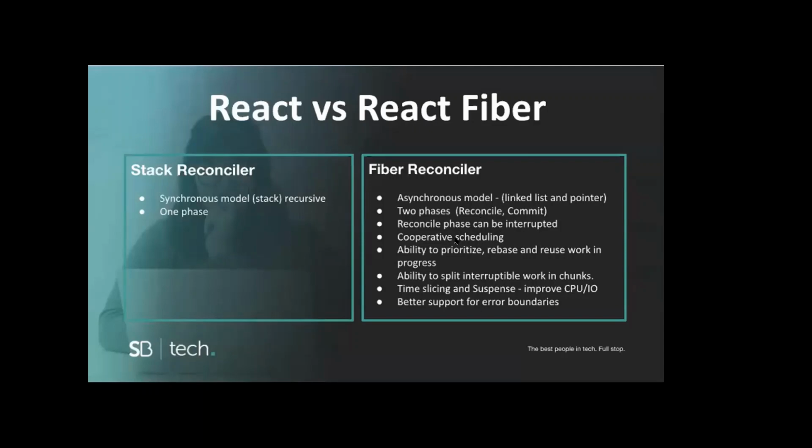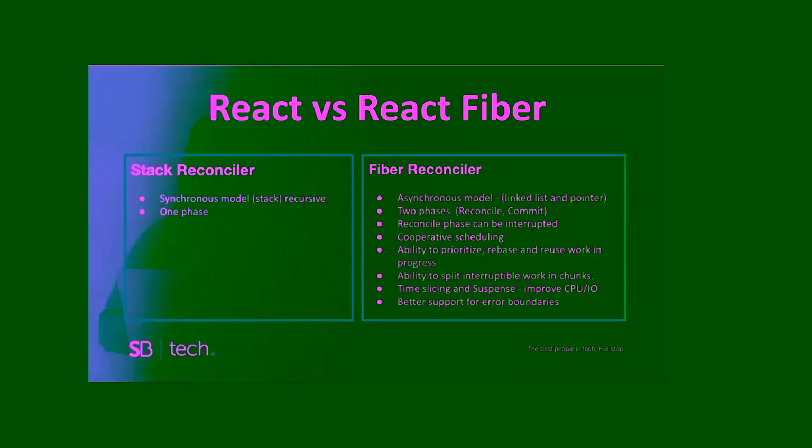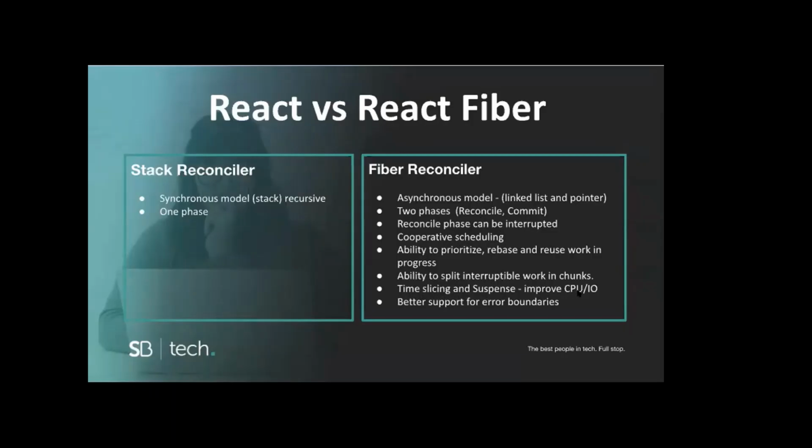Cooperative scheduling, as we discussed previously, is one of the major features. Basically, with one process, it yields control, and it releases periodically or when idle or when logically blocked, in order to enable multiple applications to run concurrently. So it has an ability to prioritize, rebase, and reuse work in progress tree, as we have seen. It has an ability to split interruptible work into chunks. It also has time slicing and suspense to improve CPU and IO.